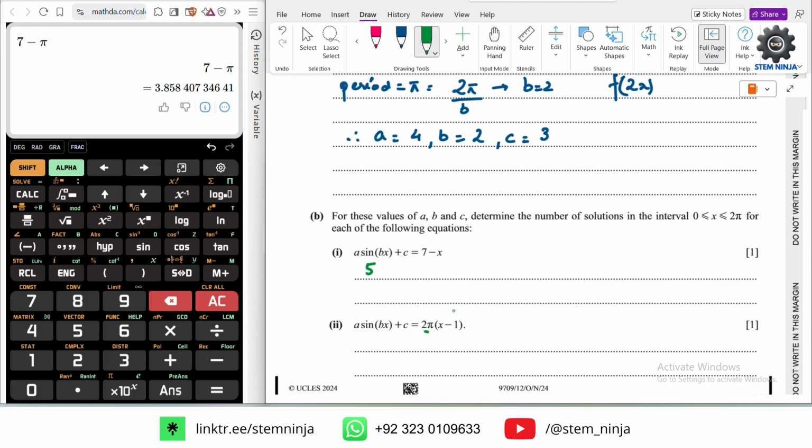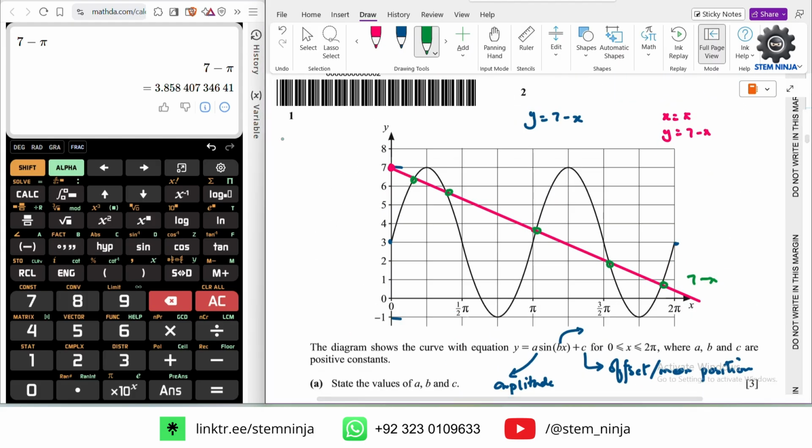Now 2 pi x minus 1. A similar process applies. y is equal to 2 pi x minus 2 pi, so minus 2 pi is the y-intercept, which we cannot draw over here for obvious reasons. We need to figure out another way. So let's plug in x equals, let's say, half pi.